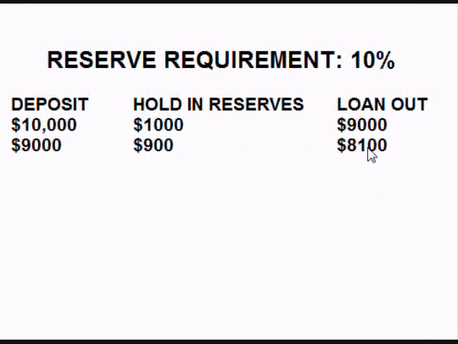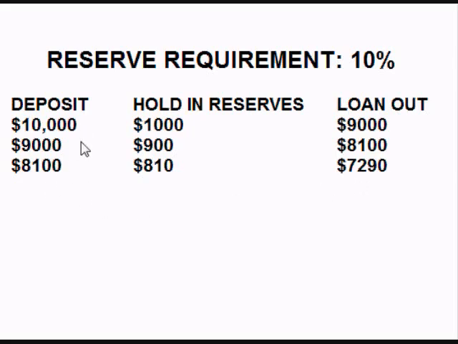So the person borrows the $8,100 and spends it on something. The person who sold whatever to him deposits the $8,100 into his bank. That bank keeps $810 in reserves and loans out another $7,290. That's another $7,290 added to the money supply. All the bank accounts are still there. They can go get their money anytime they want.